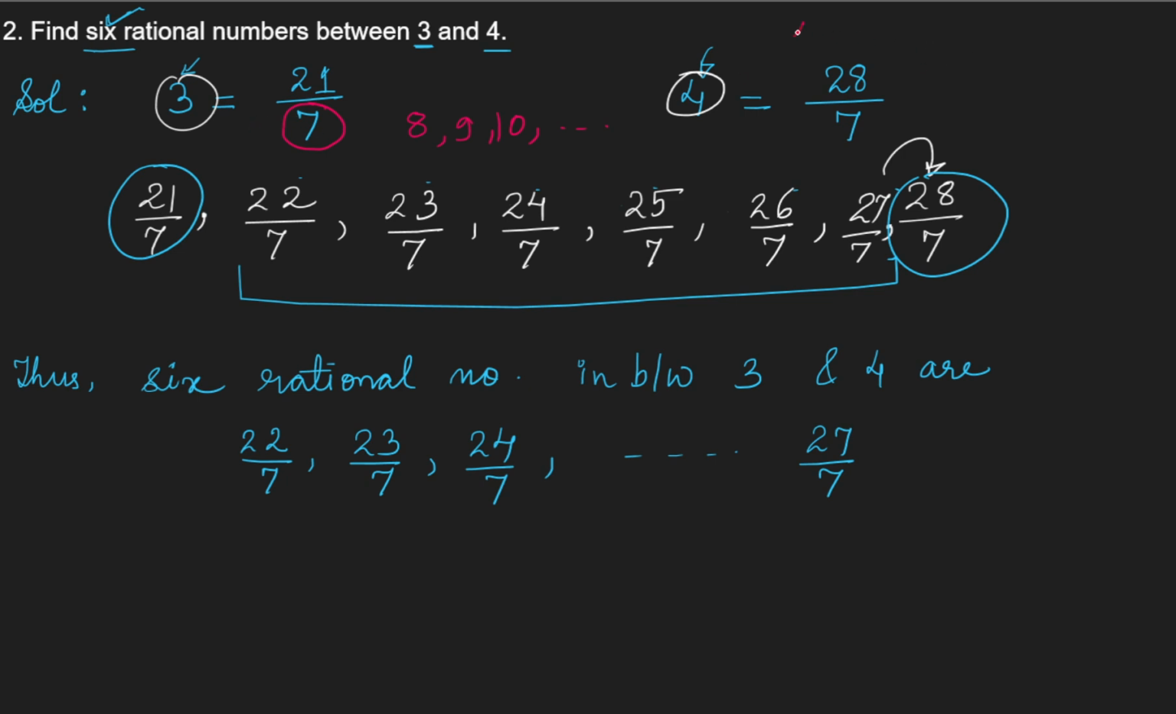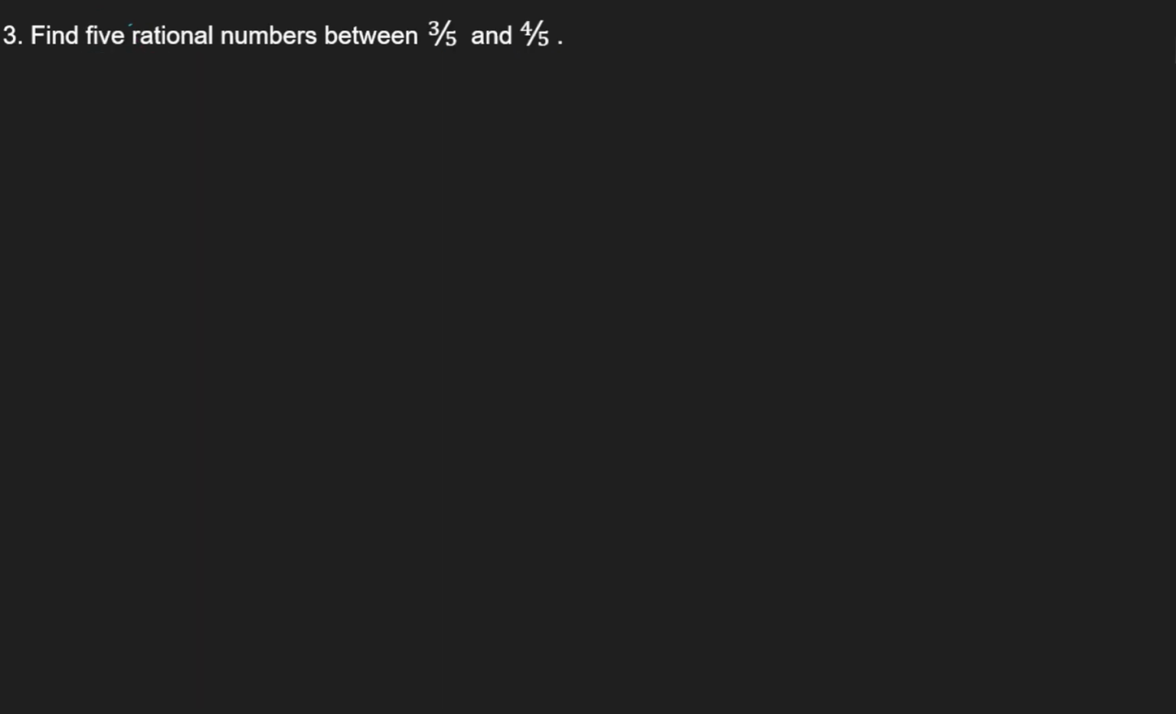Do not take 4, 5 or 6 as denominator, because they are going to give you less number of rational numbers, because as per this question we need at least 6 rational numbers. So start with 7, not less than that. Let us move to the next question now.